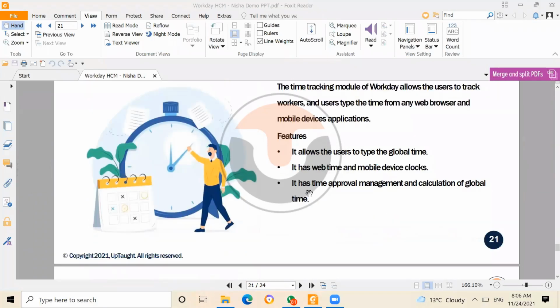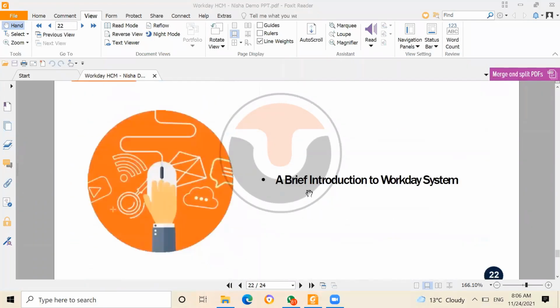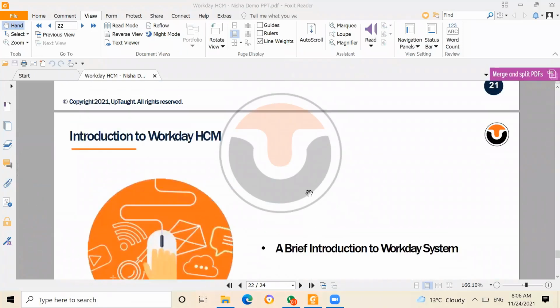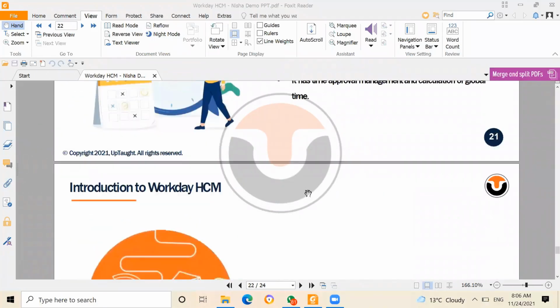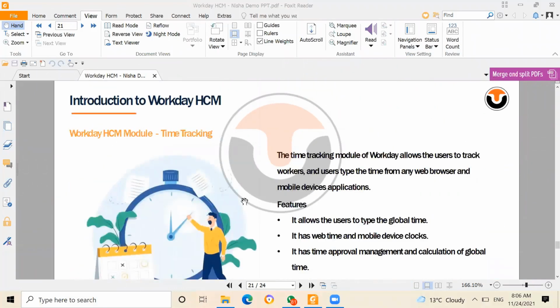Time management, I already told you on the very first slides, what do you mean by time tracking? Their timings, their break timings, their attendance, in a month how many days they have worked. Suppose they have a leave quota, whether they have used it or not, or whether it is going to be carried forward to the next year. Their attendance, their absenteeism, all about time tracking. So this is all about your Workday.